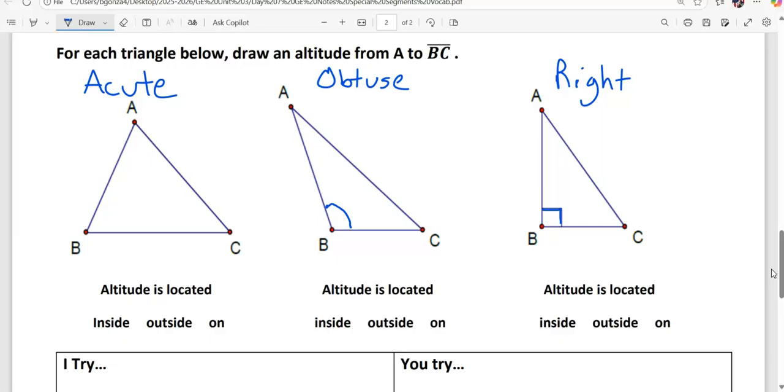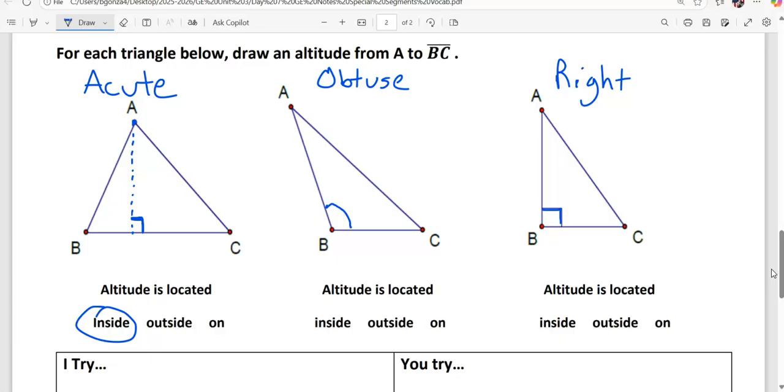What are we going to find out about the altitude? Since you don't have a ruler or a protractor, we're going to sketch this, okay? From A, on the first one, you want to go straight down to make 90 degrees. So I'm going to do it like a dashed line and put a right angle there. That altitude is inside the triangle. Straight down.